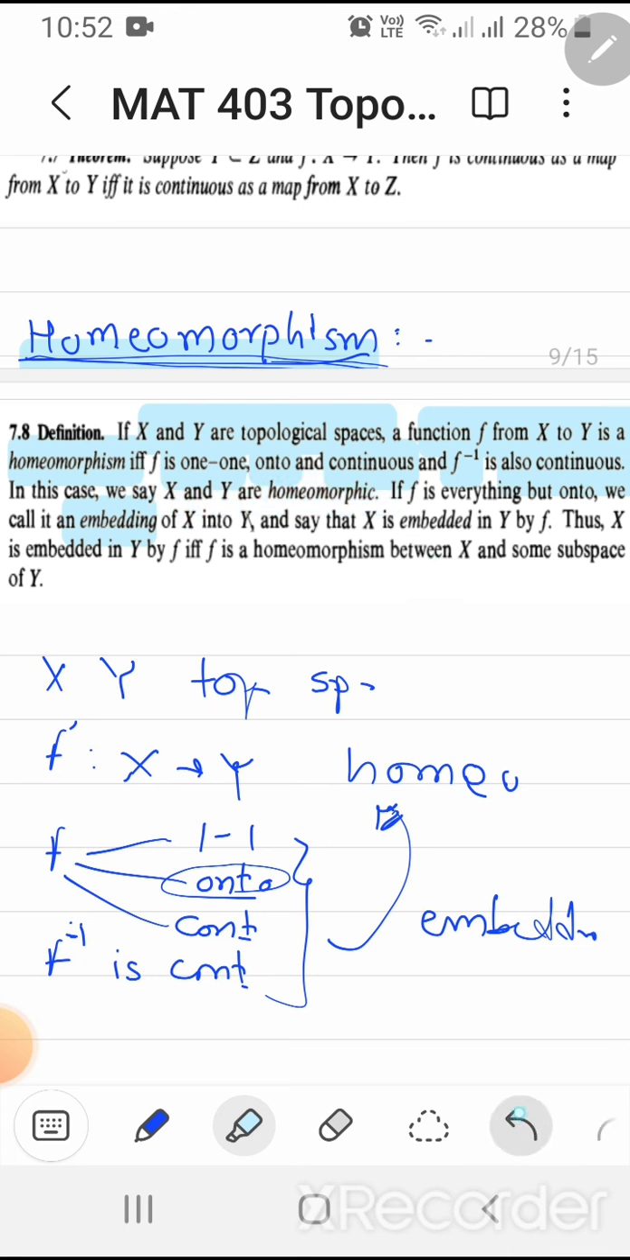The next definition is for embedding. If f is everything but onto, then we call it an embedding from X to Y. And we say that X is embedded in Y by f if and only if f is a homeomorphism between X and some subspace of Y.